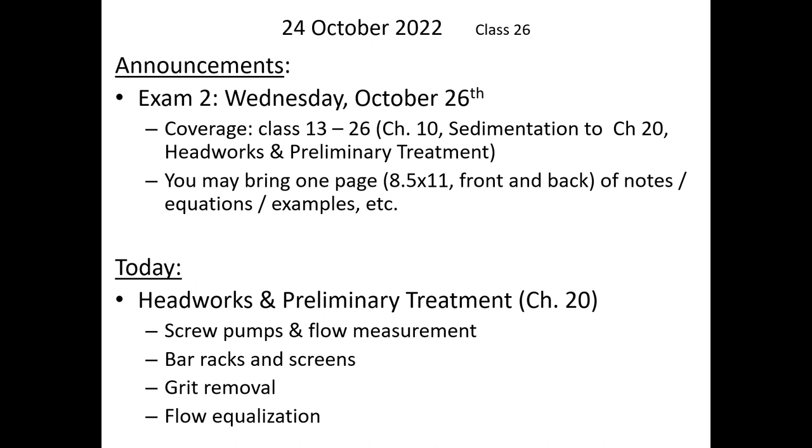And so that corresponds to sedimentation, which is chapter 10 in the book, all the way through today's material, which is in chapter 7, Edwards preliminary treatment. I haven't written the test yet, so I can't tell you what's the blend of concept questions and problem solving, but I think probably about a third of the points will be kind of qualitative, and two-thirds of the points will be quantitative, where you're crunching numbers and solving problems related to previous homework assignments and examples.